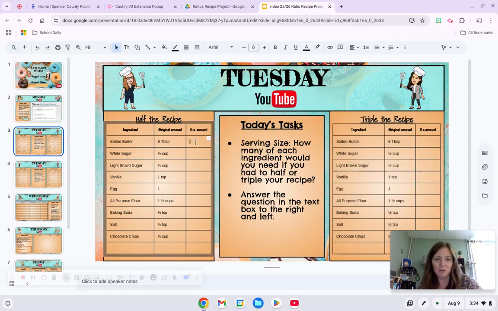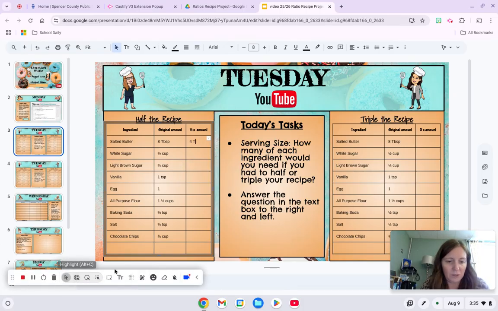Now what we're going to do is we're going to do half of each. Some of these are going to be a little easier than others, and some of them are going to be a little bit more challenging if you are having a little bit of trouble with multiplying fractions. So half of something means you're doing half times. So if I'm going to take half of 8, that's going to be 4. And so that'd be 4 tablespoons.